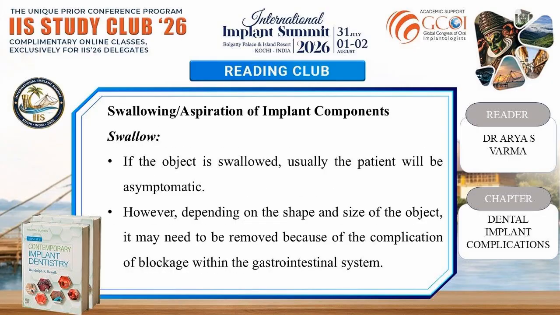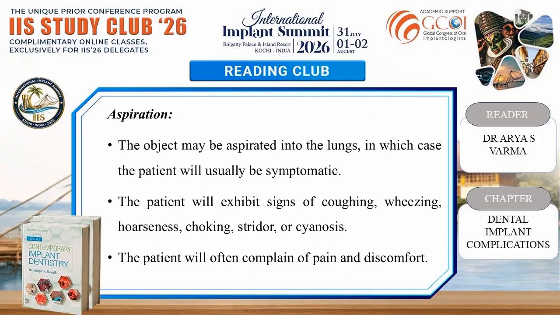Swallowing or aspiration of implant components. Swallow. If the object is swallowed, usually the patient will be asymptomatic. However, depending on the shape and size of the object, it may need to be removed because of the complication of blockage within the gastrointestinal system. Aspiration. The object may be aspirated into the lungs, in which case the patient will usually be symptomatic. The patient will exhibit signs of coughing, wheezing, hoarseness, choking, stridor or cyanosis. The patient will often complain of pain and discomfort.